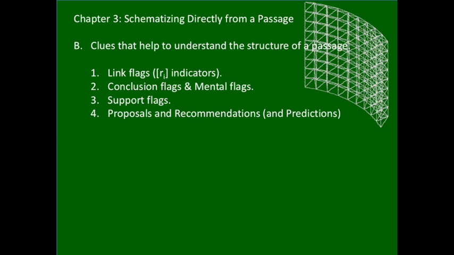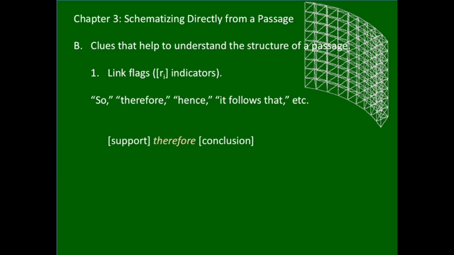The first type of clue word is what our text calls a link flag, and these are the most helpful indicators. Words like so, therefore, hence, it follows that. These are especially helpful because they always arrange the support and conclusion in a particular way. If you come across the word therefore in a text, the information preceding the therefore is going to be support, and the information following is going to be a conclusion.